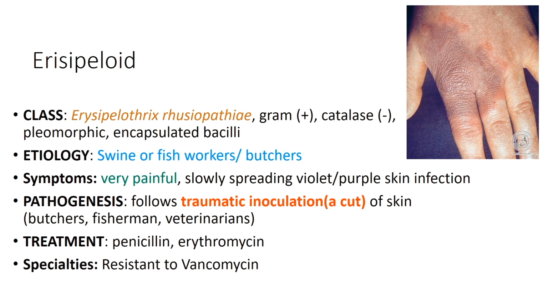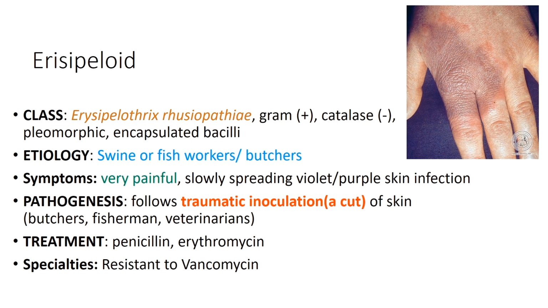Okay, so here we are with erysipeloid. This is caused by Erysipelothrix rhusiopathiae. It's gram-positive, catalase negative, pleomorphic and encapsulated bacilli. This is something you're going to get with exposures from people that work with swine or fish. They're butchers, veterinarians. They work on farms, something with animals.